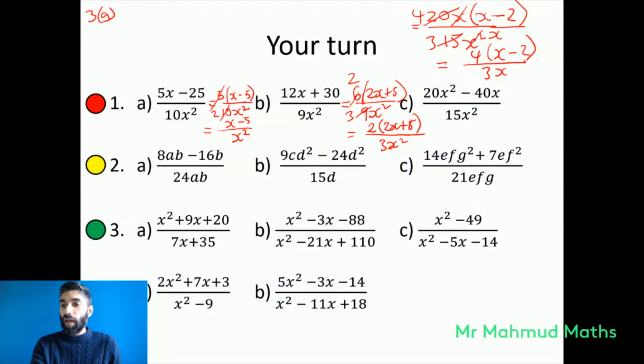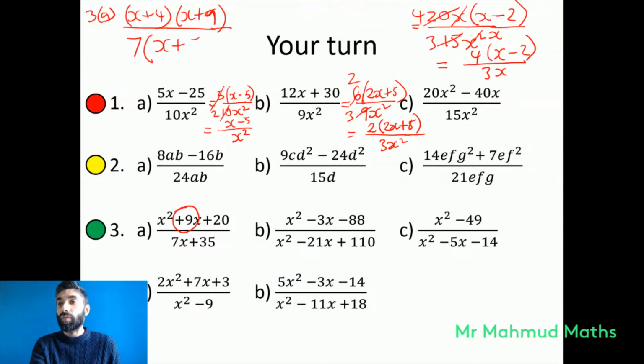So we have x squared plus 9x plus 20. Think about two numbers, product is 20. So 4 and 5, positive 4 and positive 5, because the sum is a positive 9. So let's write down x plus 4, x plus 9. And at the bottom, we have 7x plus 35. The highest common factor is 7. X plus 5. Sorry, I made a mistake on the other one. I keep on making mistakes. I don't know why. This is a 5, not a 9.